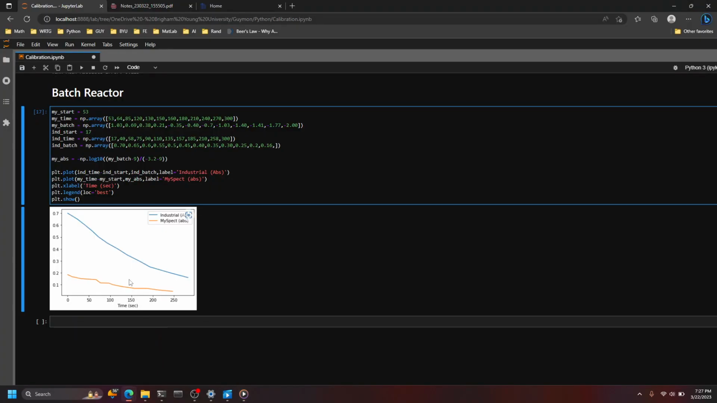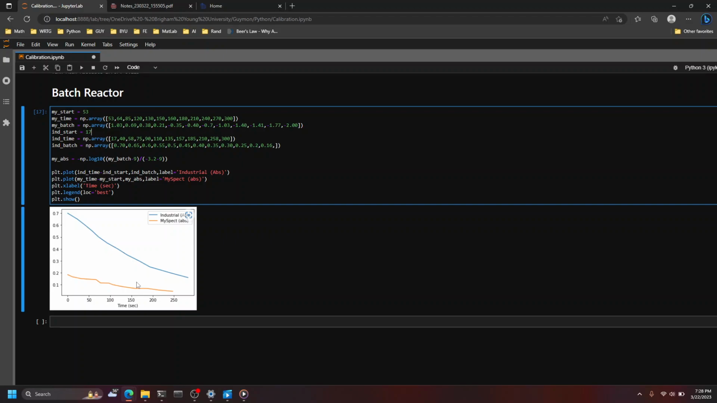As we pull up the absorbance of these concentrations, you can see the blue is the industrial spectrometer and the orange is my spectrometer. In absorbance, you can see that the blue has a higher curve compared to the orange. This is much like in the previous video, in which the absorbance for the industrial spectrometer is actually a lot more narrow of a gap due to the voltages that the industrial spectrometer could read.